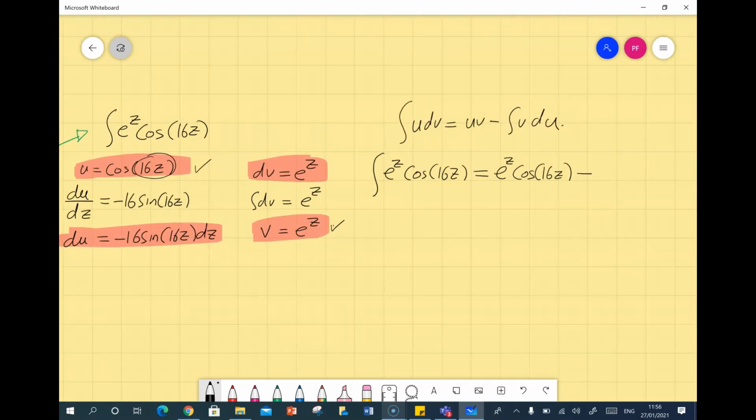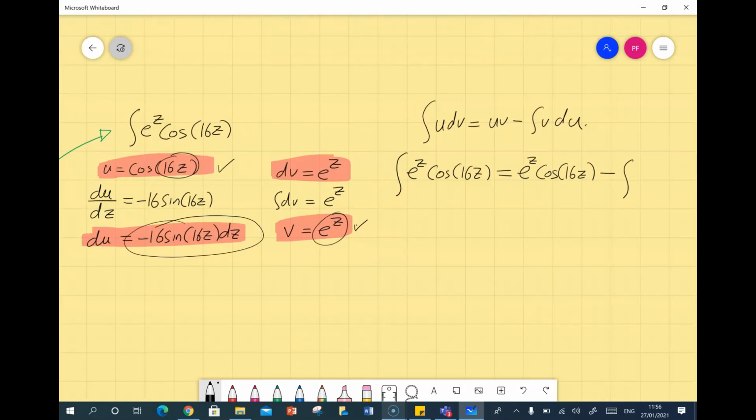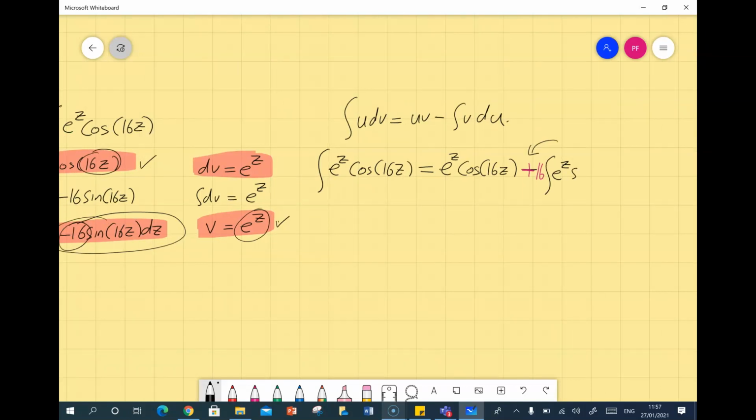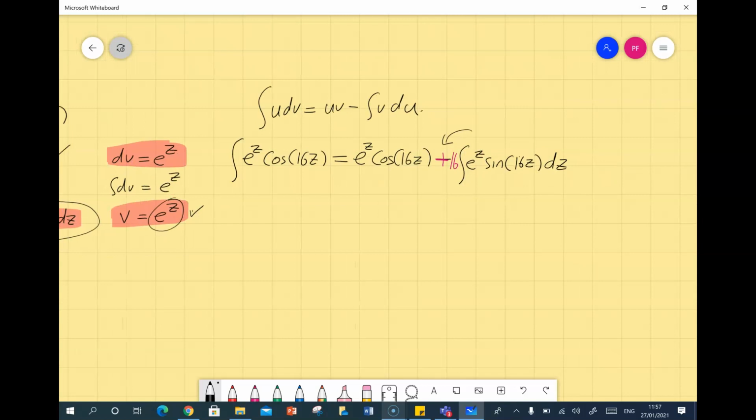minus the integral of v du. So v is e to the power of z, and du is minus 16 times sine of 16z. Now when I do that, the minus 16 is going to be multiplying everything, so I'm going to pop it outside in front. When I bring it outside, the minus 16 comes outside, but minus minus is going to give me a plus. So I have my plus 16 out in front there, e to the power of z sine of 16z dz. Okay. All right. So still there, still got a problem here.